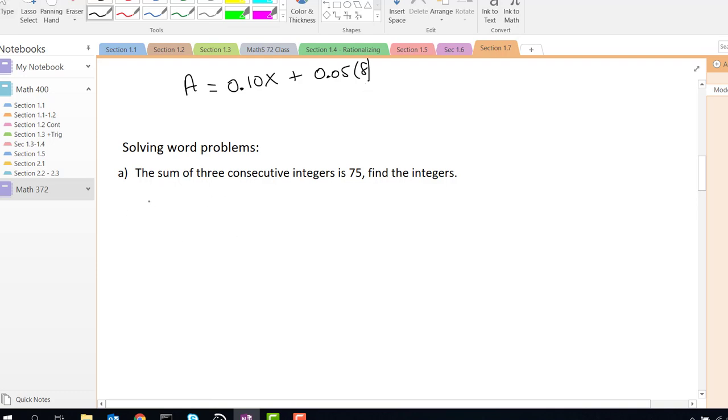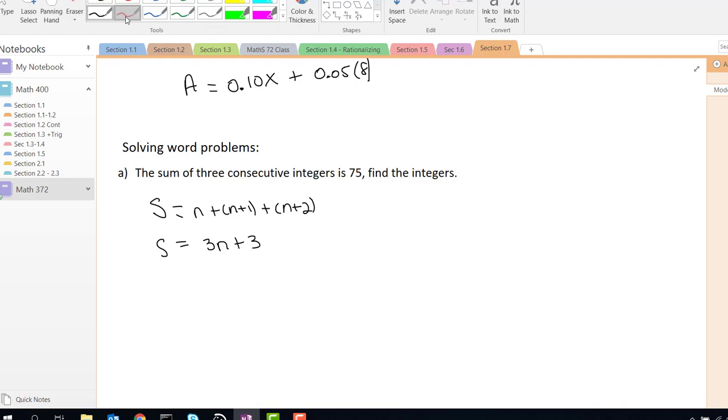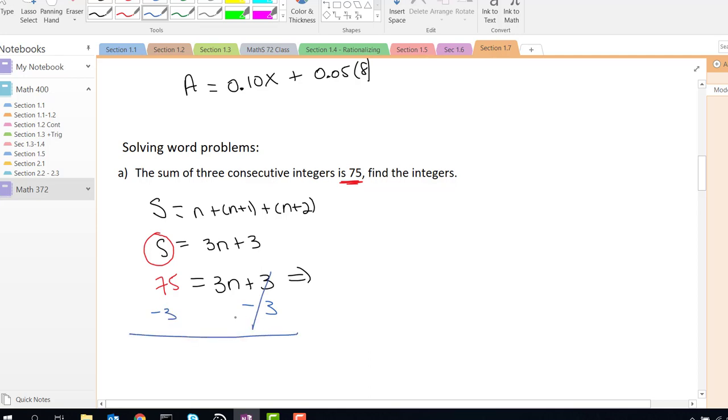So from the example above, we can take our expression that we knew. The sum of 3 consecutive integers was n plus n plus 1 plus n plus 2. And looking up above, we can see that this was 3n plus 3. Right now, we're being very specifically told that the sum is 75. So that means that I can replace this s with 75. So 75 is going to equal 3n plus 3. And now I solve. So subtract 3 from both sides. 75 minus 3 is 72. So I'm going to have 72 is equal to 3n.